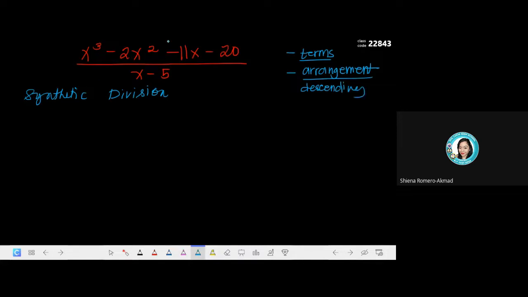Like for example, itong given natin, yung exponent ang tinitingnan natin. Like for this example, ang exponent natin is 3, 2, tapos ito 1, and then we have the constant term. So we have the constant, meron tayong variable x, meron tayong variable na x squared, ito variable x cubed. So kumpleto yung mga terms natin. And at the same time, naka-arrange na siya. So wala na tayong problema.